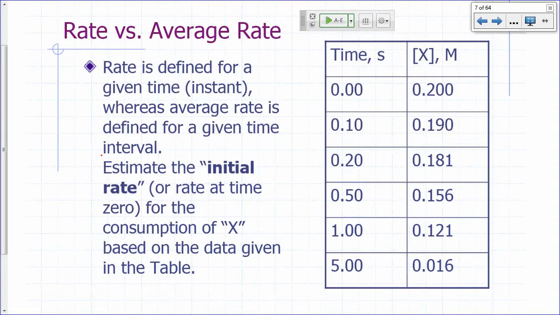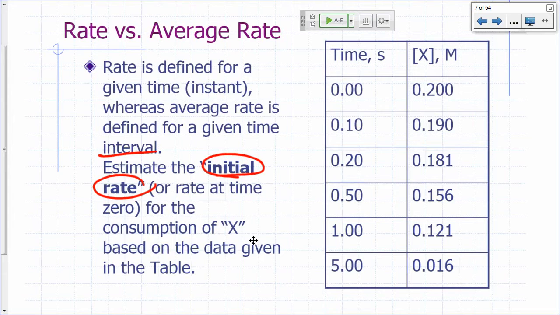Okay, so let's take a look at this. Rate is defined for a given instant, whereas average rate is defined for a given time interval. So let's estimate the initial rate for the consumption of X based on the data given in the table. What does initial rate mean? The rate at the very beginning, right? So what's the initial rate then?